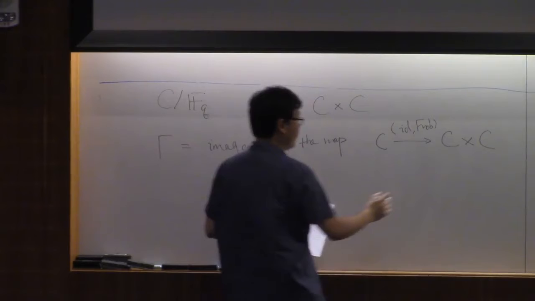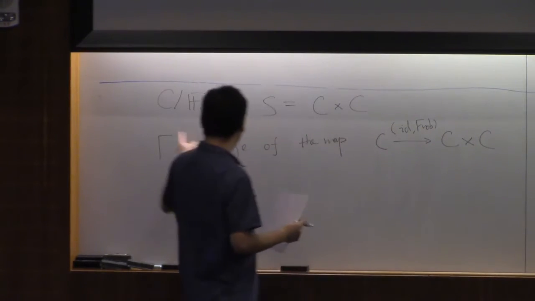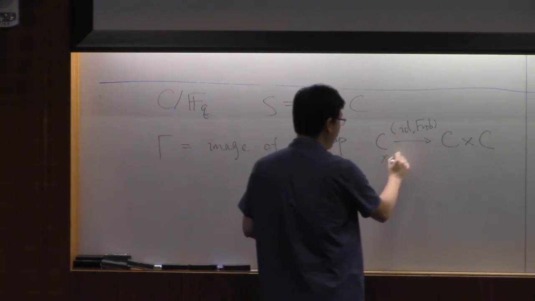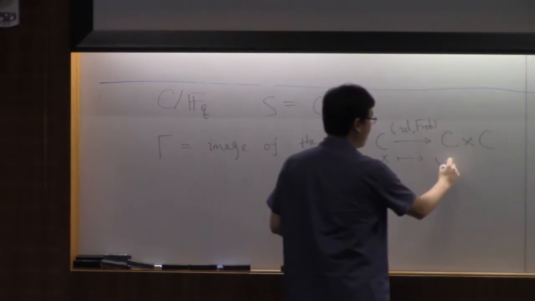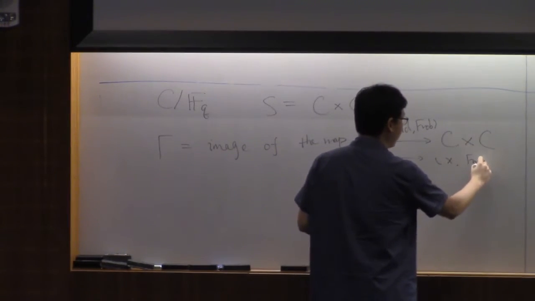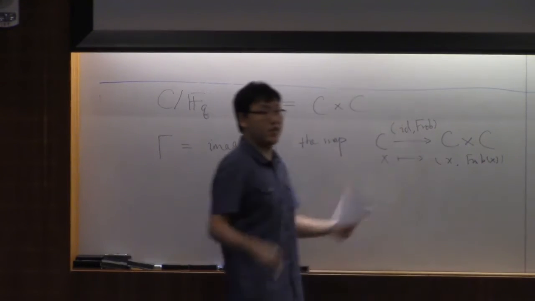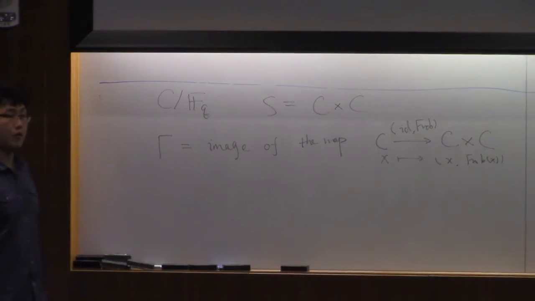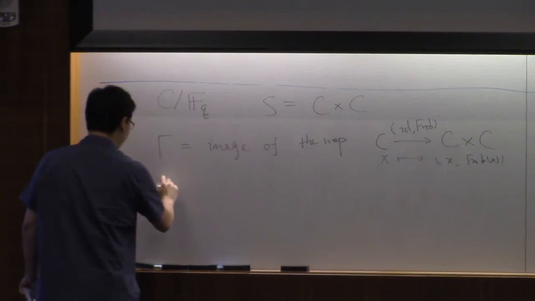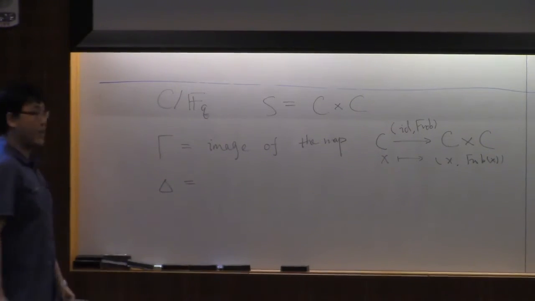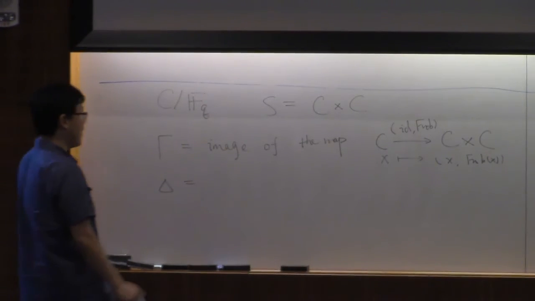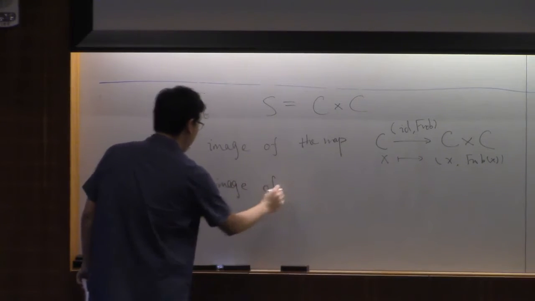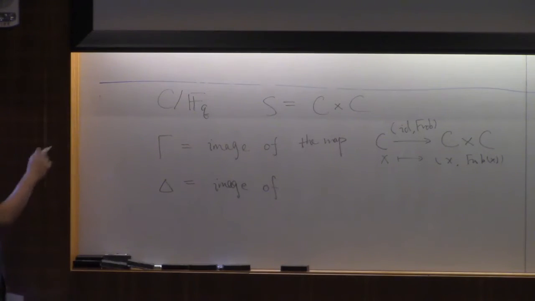Okay? And then this gamma is the image of this map. So in other words, if you write it in terms of points, it maps x to (x, Frobenius x). You know, the Frobenius map just raises the coordinates to the q-th power. Secondly, I consider another curve inside the surface S. I denote it by delta. Delta is just the diagonal.